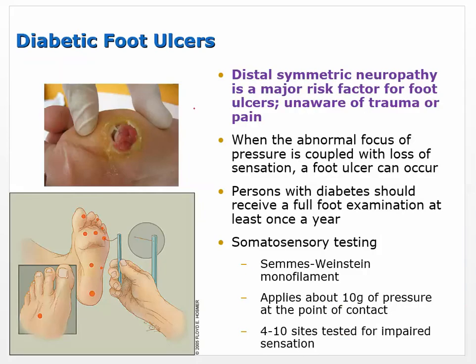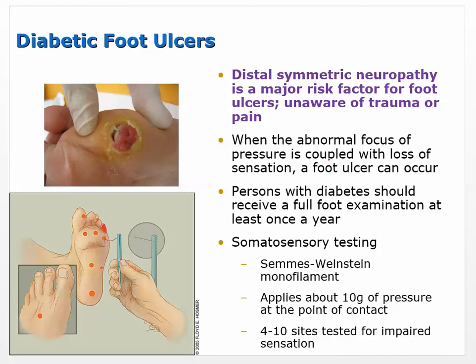Diabetic foot ulcers, this is a big one. Distal symmetric neuropathy is a major risk factor for foot ulcers. You tend to not have blood flow to certain areas, so there's already a decrease in blood flow, which causes some tissue damage around the area. A lot of people will have toes that will turn black because they can't get a blood supply, due to this vascular damage.